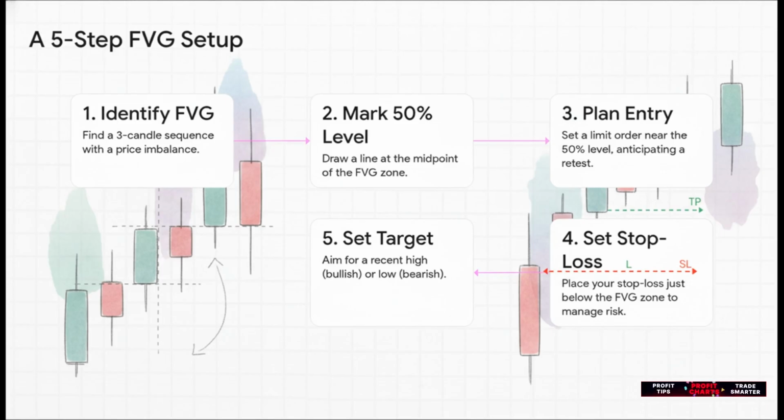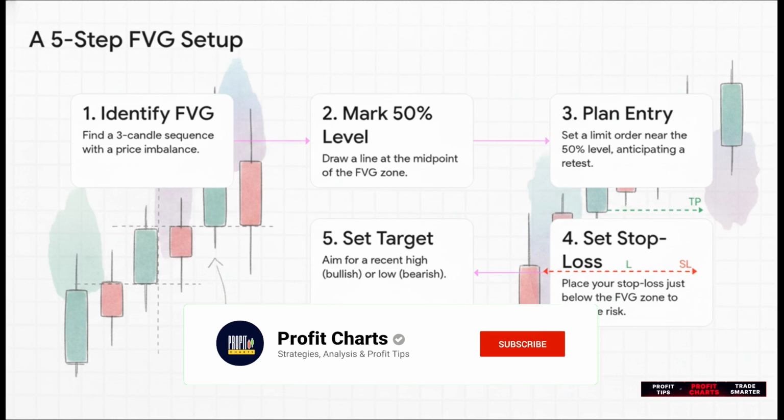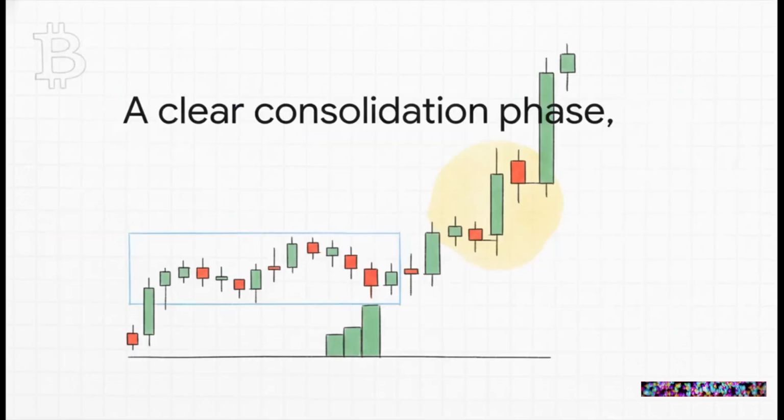Step 4, and listen, this is absolutely non-negotiable. You place your stop loss just outside the zone to define your risk. And finally, step 5, you set a logical target like a recent swing high or low where you expect sellers might jump in. Let's see this in action because it makes it so much clearer.